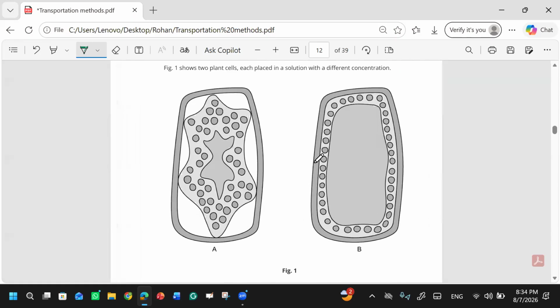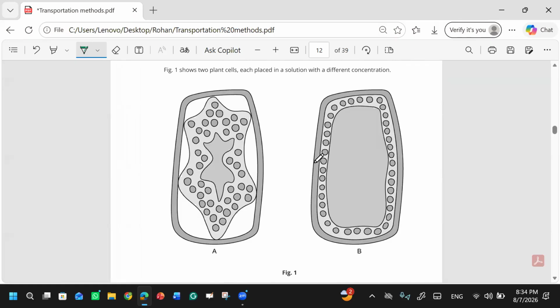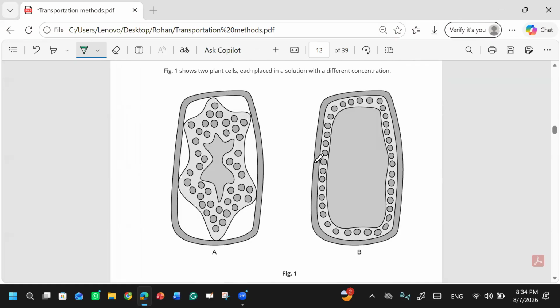Okay. Two plant cells are shown, each in a solution with different concentration. What is the difference in these two? One is turgid and one isn't. Which one is turgid? B is turgid, and A is flaccid. Yes, this is flaccid.